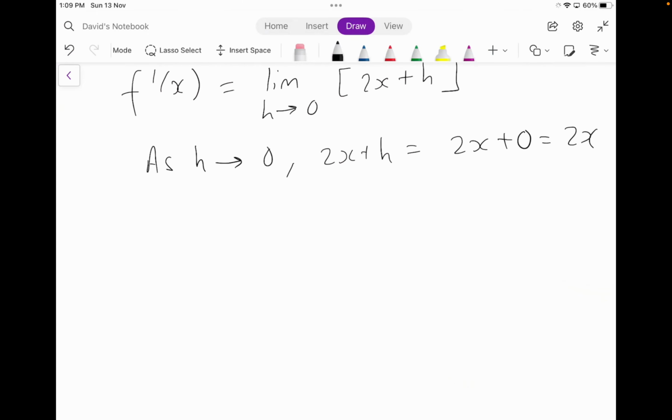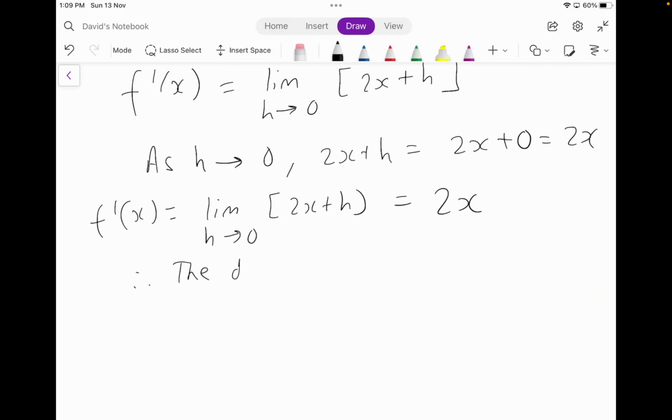And then your final statement must be f dash of x, which is going to be equivalent to the limit as h tends to 0 of 2x plus h, which is equivalent to 2x. Therefore, the derivative of x squared is 2x. We have just proved that using the formula.